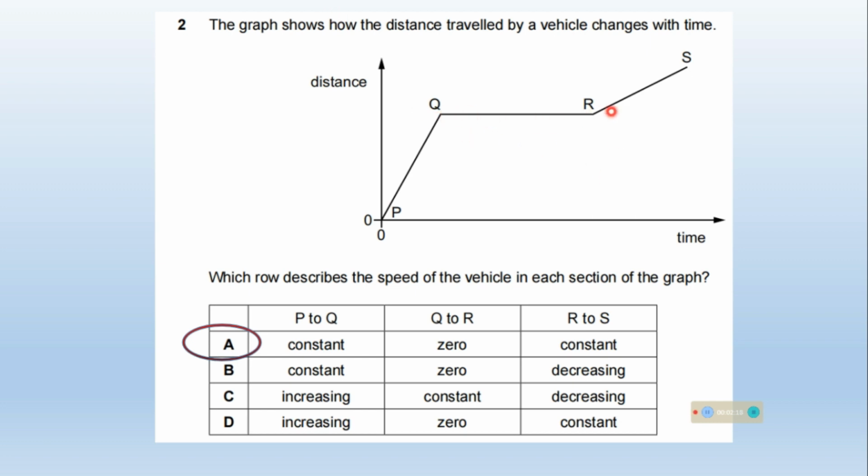And for QR, distance does not change with time. So ds over dt is 0, speed is 0. And for RS, again the gradient is constant, speed is constant. And for your information, if I ask you, what section gives more speed, PQ or RS? So it's definitely PQ, as PQ is steeper than RS.